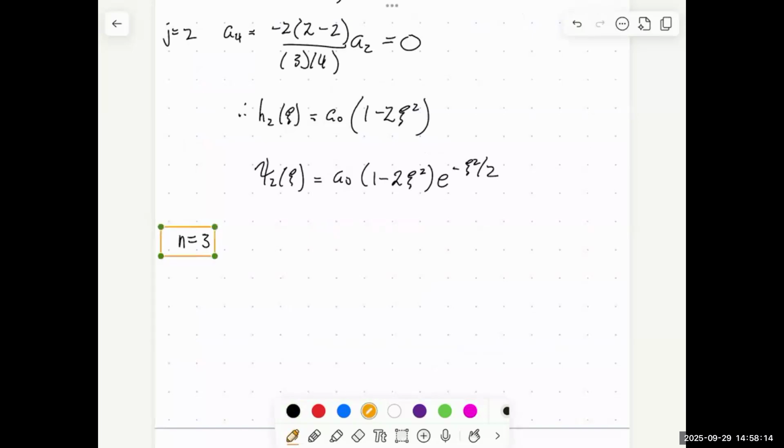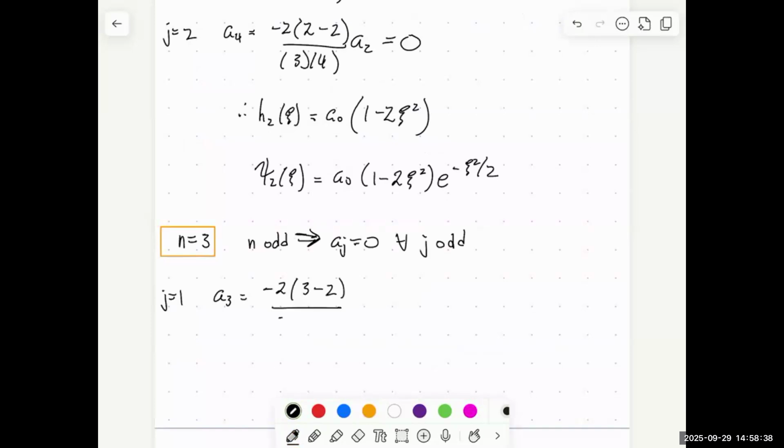Okay, like always, we'll start by saying n is odd. That means aj is 0 for all j odd. And we have to find a3, and we use that j equals 1 and the recursion relation. So it's -2 (n minus j) over (j plus 1)(j plus 2) times aj.